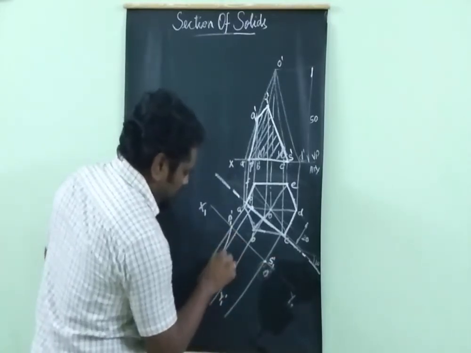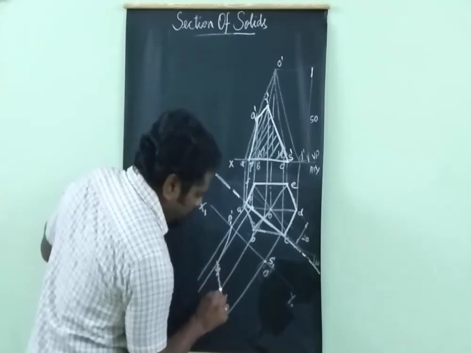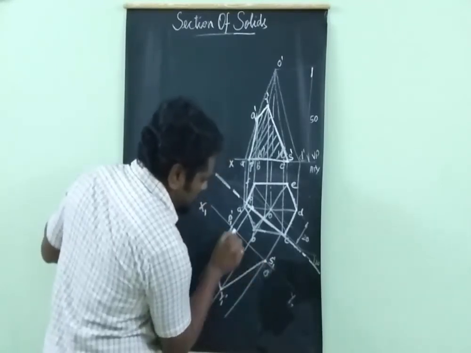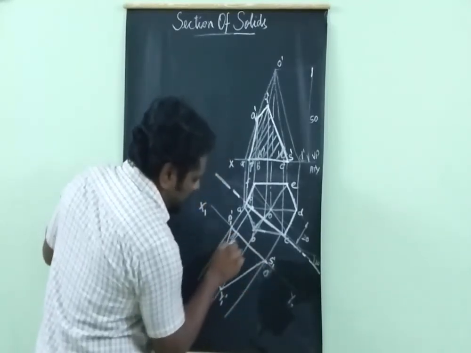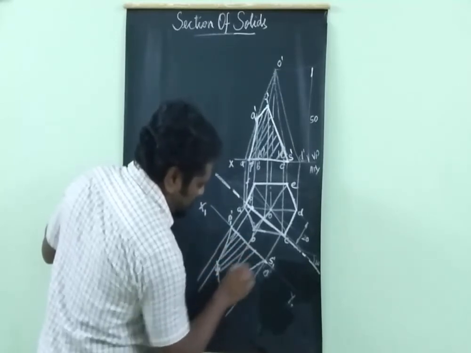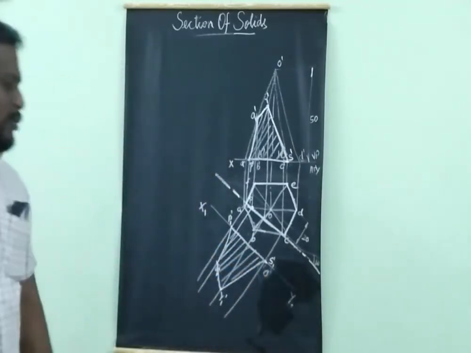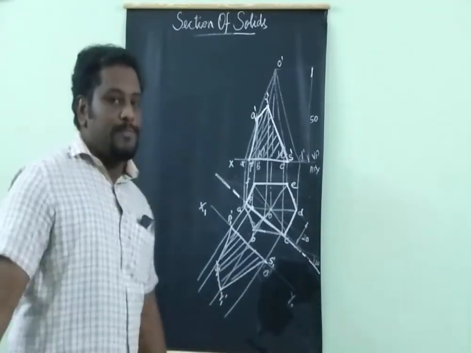Now connect PQ, QR, RS, SP, and draw the hatching for your final true shape. This is your final true shape. Okay, go to the next last problem.